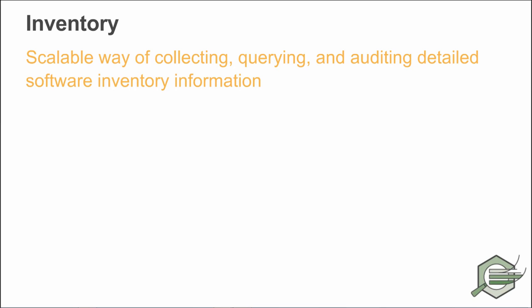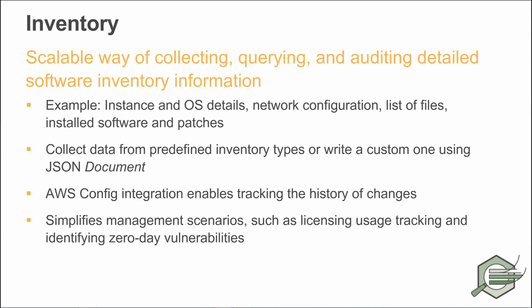Next up, Inventory service. As the name suggests, it's a scalable way of collecting, querying, and auditing detailed information on your instances or in your enterprise fleet across EC2 and on-premises. This could include OS settings, network configuration, and what's installed across the enterprise. Scenarios such as license auditing and tracking, and identifying zero-day vulnerabilities.